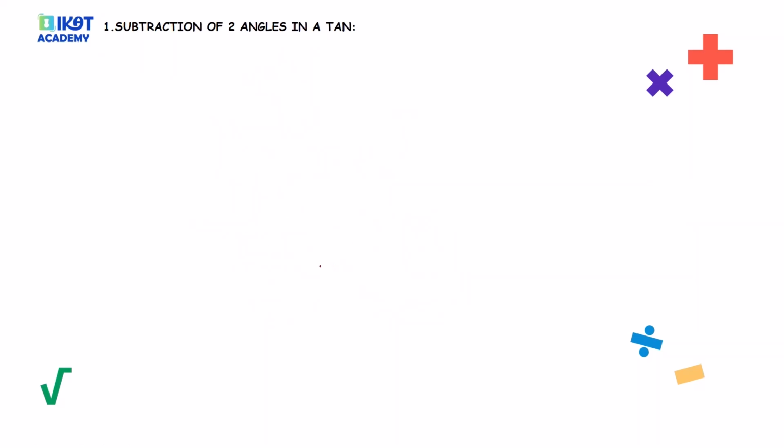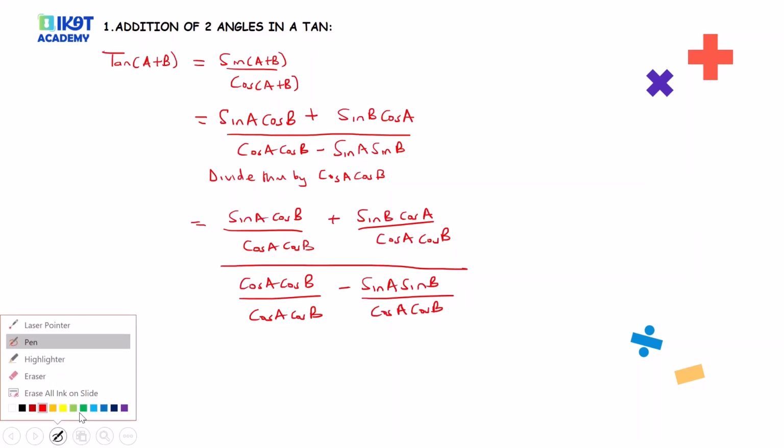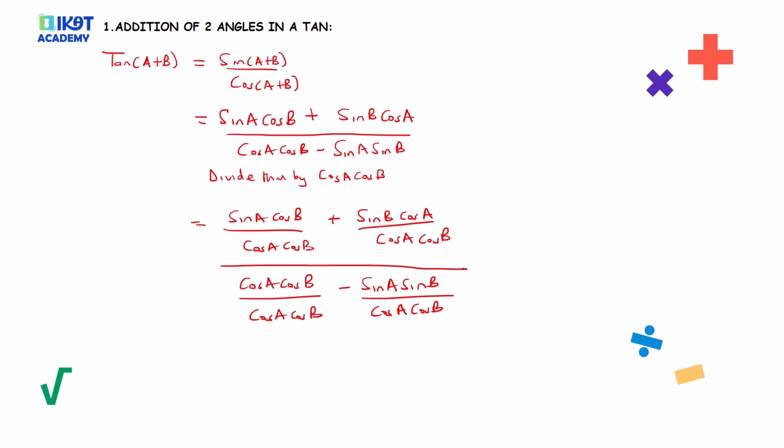So what happens here? Some things cancel out. This cancels out with this. This whole thing cancels out with this. So what do we end up having? Here we have sin A out of cos A, so that is tan A. And then plus this is sin B out of cos B, which is tan B, out of 1 minus sin A out of cos A, that is tan A, sin B out of cos B, that is tan B. So that is tan(A+B).